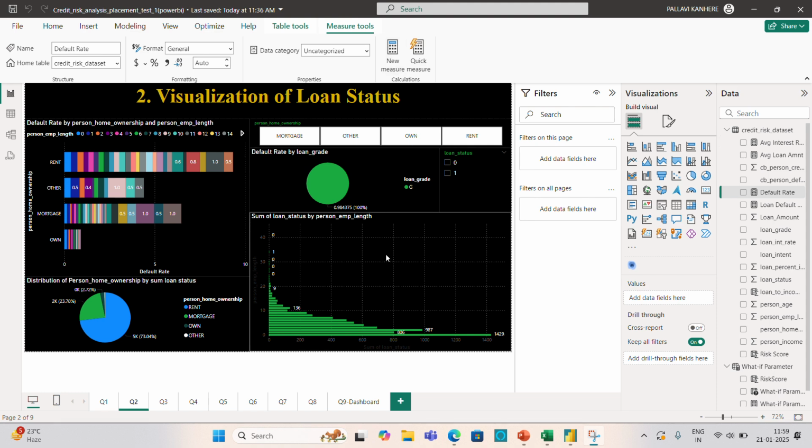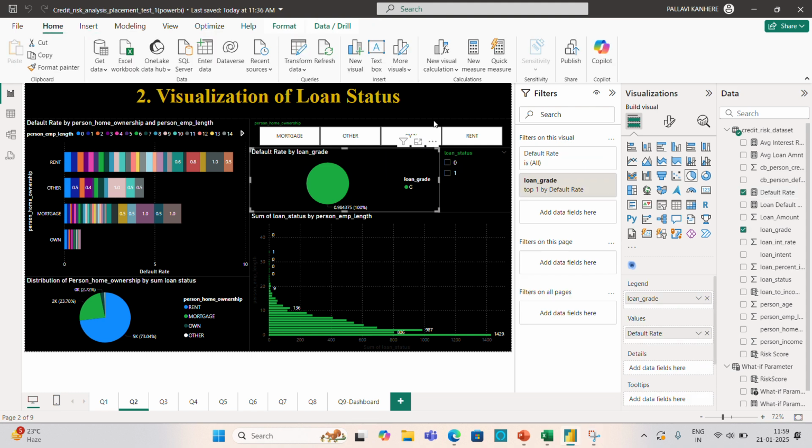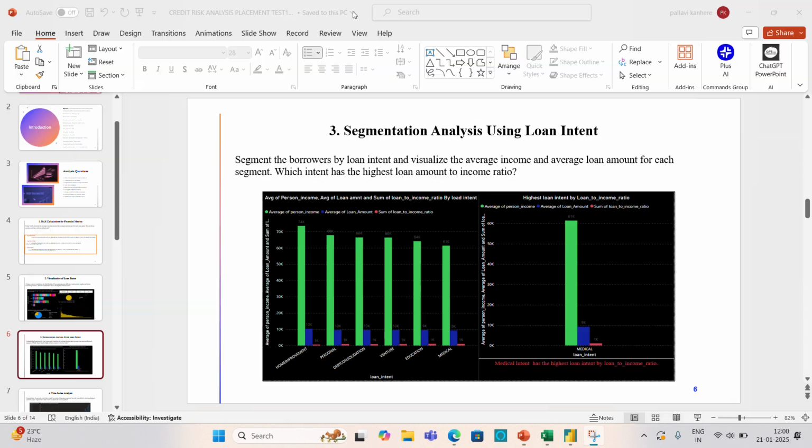Also, I created one bar chart which shows the sum of loan status by the person employee length, and created 2 pie charts. The first pie chart shows the distribution of person home ownership by the sum of loan status, and the second is for the loan grade, top loan grade, default loan grade, and added 2 slicers which show the person home ownership and loan status. And you can see that the loan grade G has the highest default rate combination.